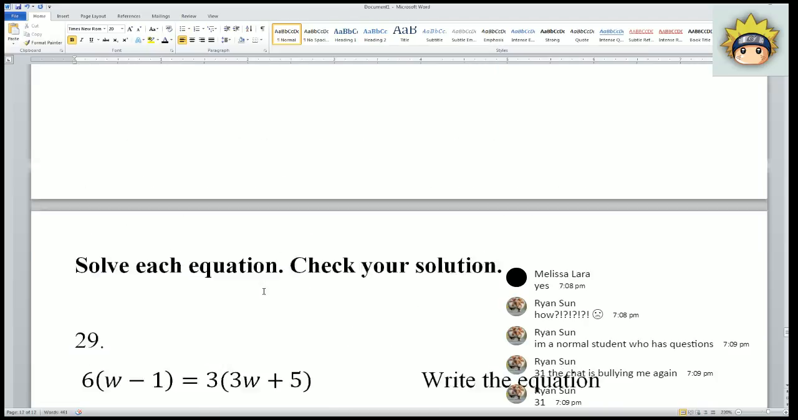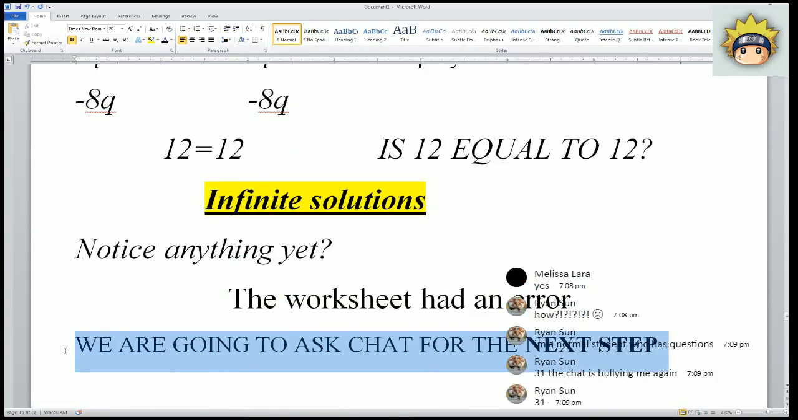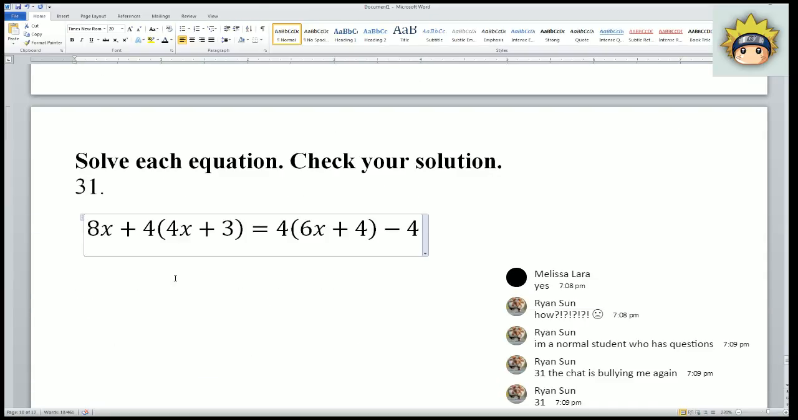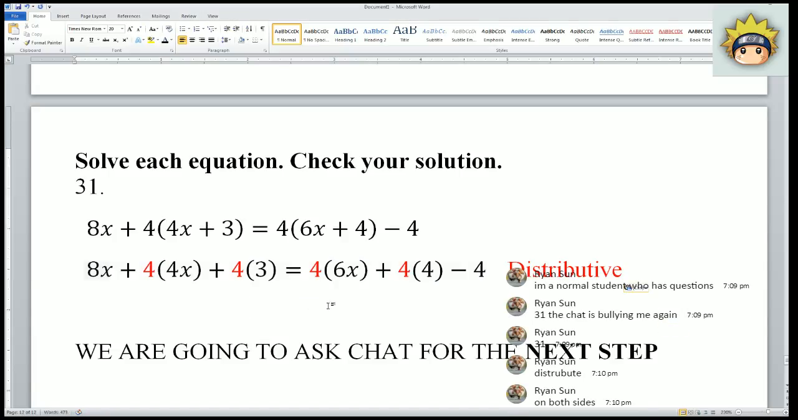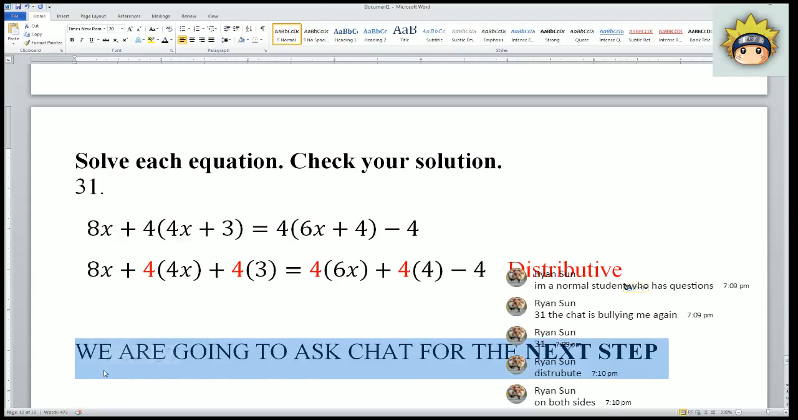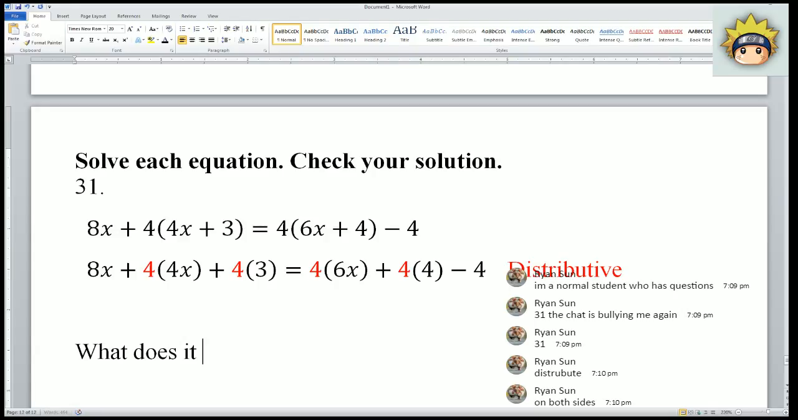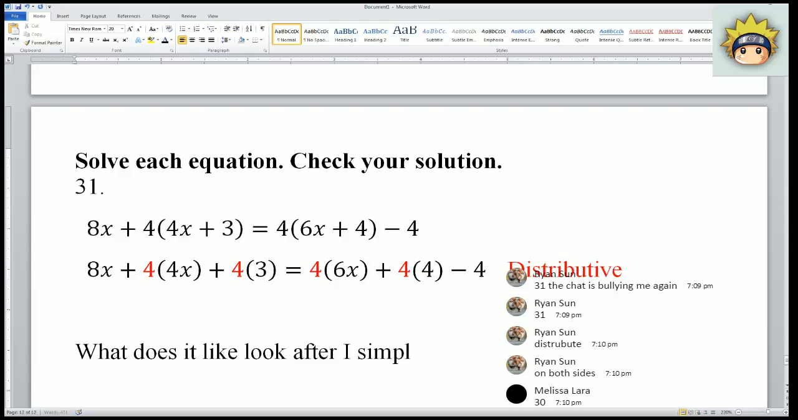So again, we are going to ask chat for the first step. What should I do first, chat? Distribute. Alright, so do some distribute. Should look like that. Can someone type in chat what it looks like after I simplify? I don't need the answer. What's on the left hand side and what is on the right hand side after I distribute? What's my next line?